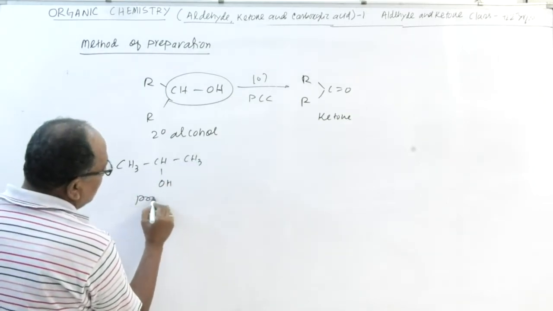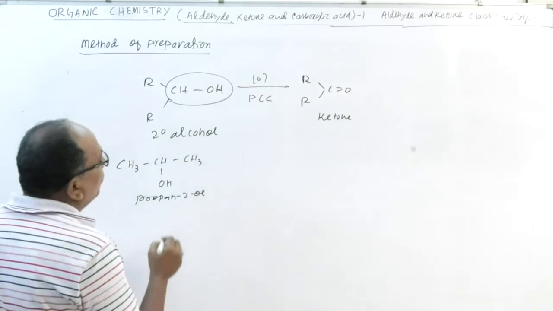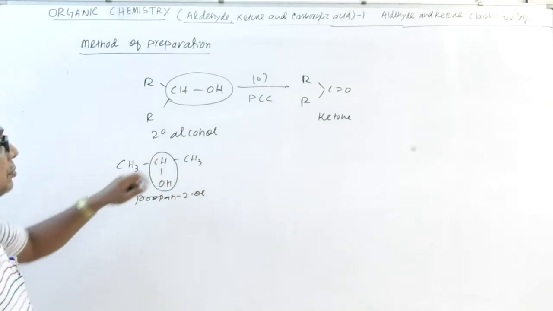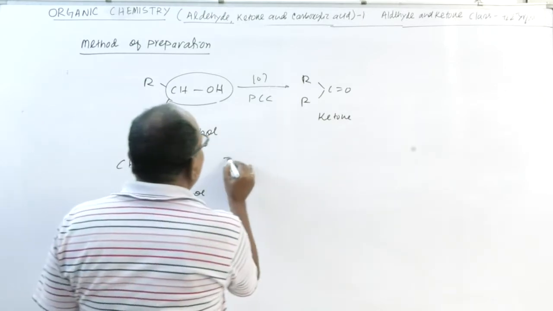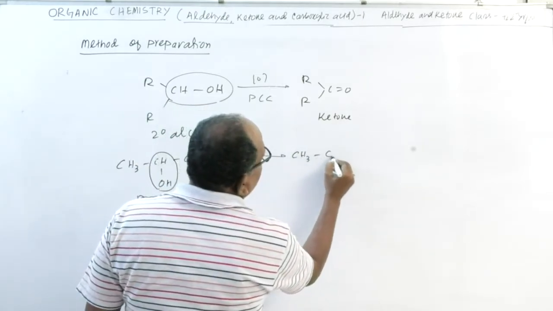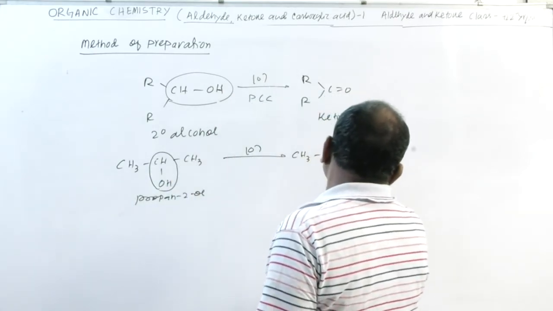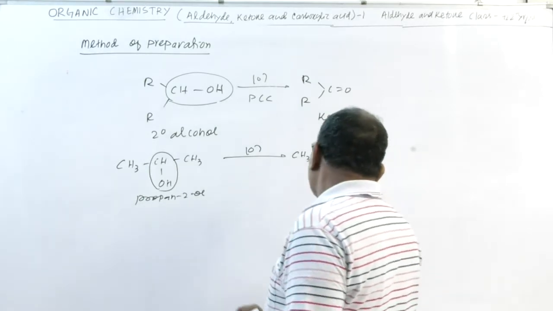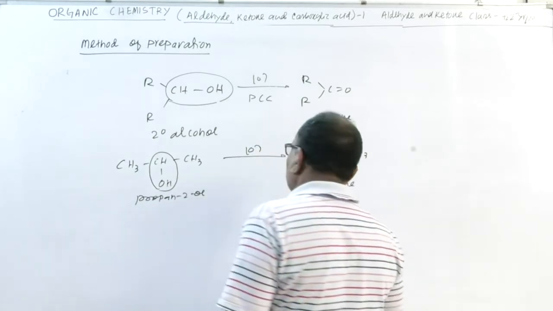This is your propan-2-ol, what you call isopropyl alcohol, and this is your secondary alcoholic group, CHOH. On oxidation, the second alcoholic group becomes what group? A CO group: CH3COCH3. You can write it in this way or in this way also. This is your acetone.